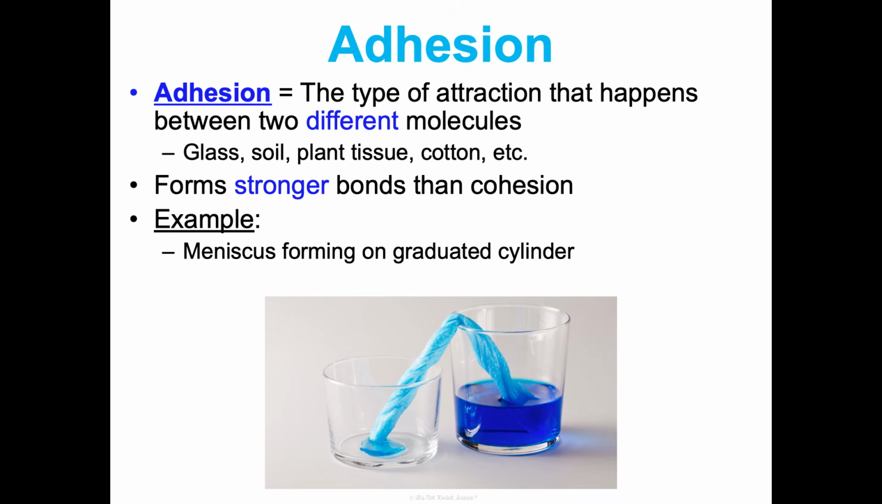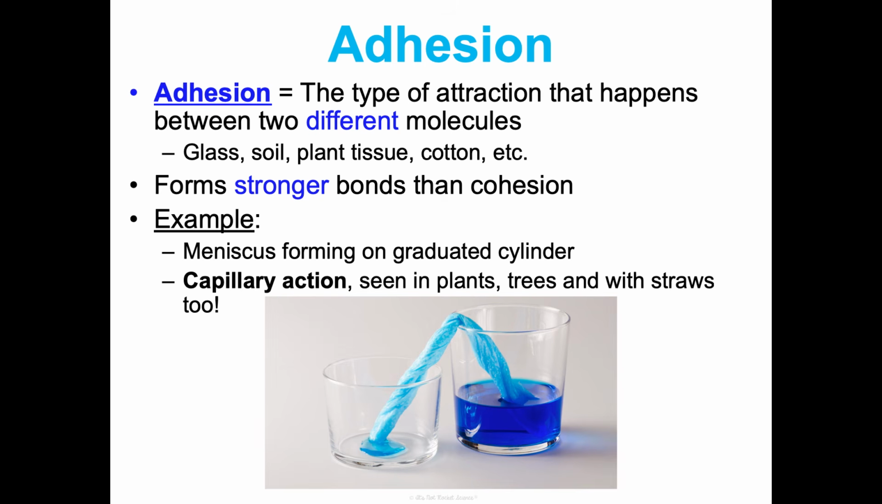One you've probably seen before is the meniscus that forms in a graduated cylinder as the water molecules adhere to the sides of the glass or plastic. But the thing that I find the most fascinating is capillary action, which is what happens in plants and trees. You can see it in a straw too. We'll mention this in our plant mini unit at the end of the year in my class.